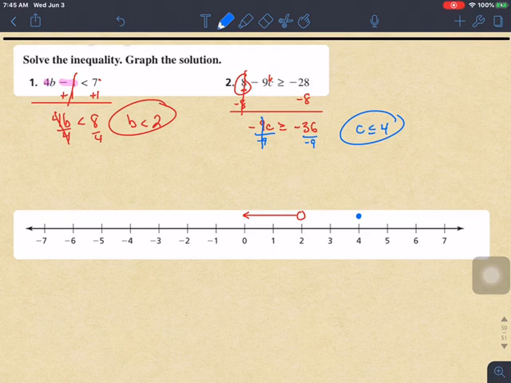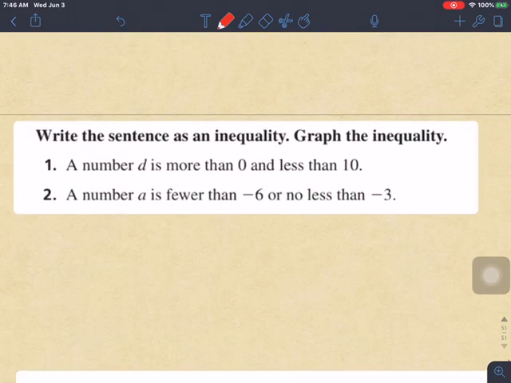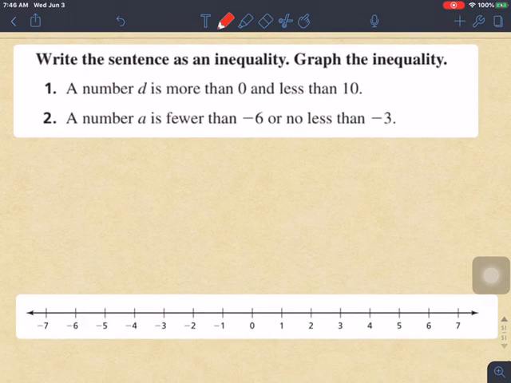So it's a kind of a combo move where the one in red essentially says that 2 is not a solution, but everything smaller than 2 is. So that's the difference between the open and the closed. And lastly, we're going to write these inequalities, and then we're going to graph them. So we have to write them, we have to solve them, then we have to graph them, a little bit more comprehensive. We'll start with number 1 here.